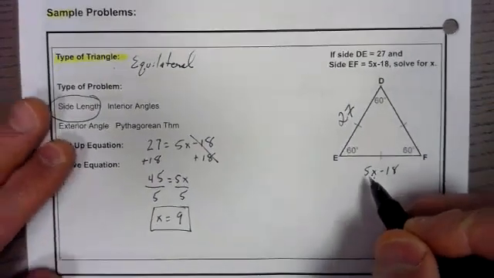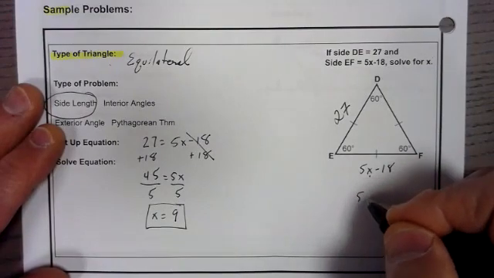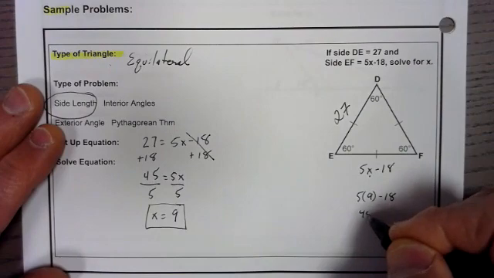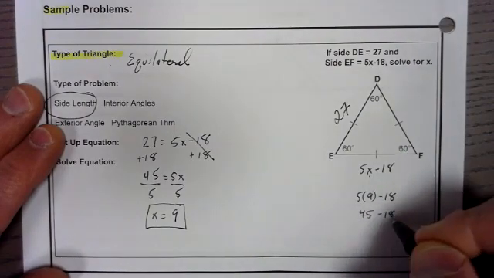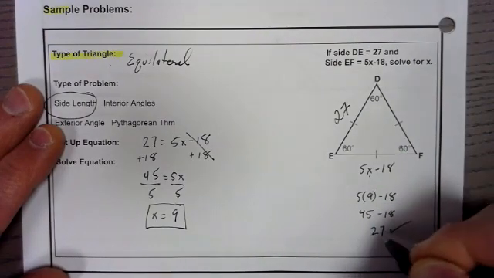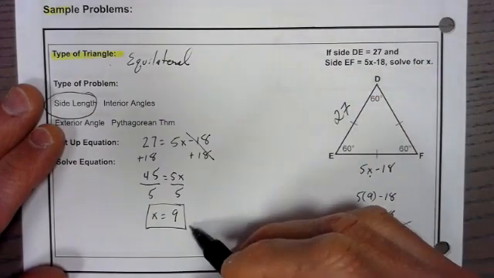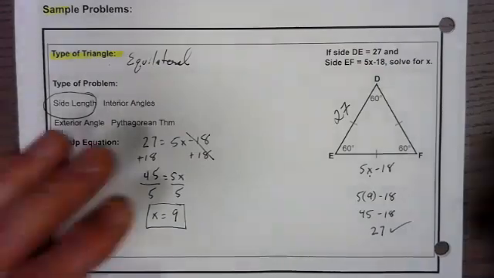Okay. I was asked to solve for x, so I don't need to plug this back into the side length. Let's do it just to double check. 5 times 9 minus 18. 45 minus 18. I subtract that, I get 27. It checks out because both the side lengths are the same. This check tells me that I did my algebra correctly, which is great.